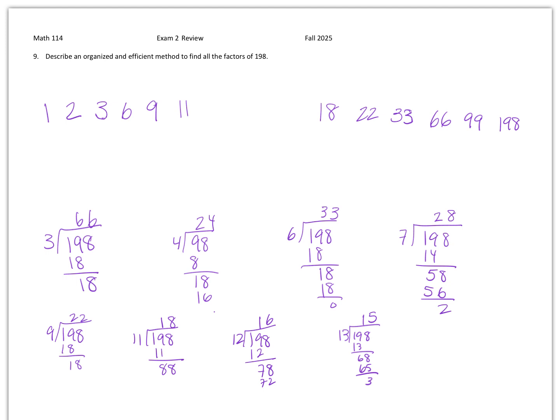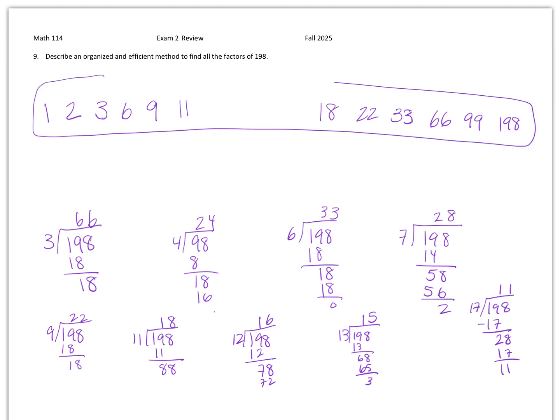And let's check 17. So 198 divided by 17. 17 goes into 19 once. Subtract, we get 2. Bring down the 8. 17 goes into 28 once. And I have a remainder of 11. So 17 is not a factor, which means I have all of my factors already listed right here.